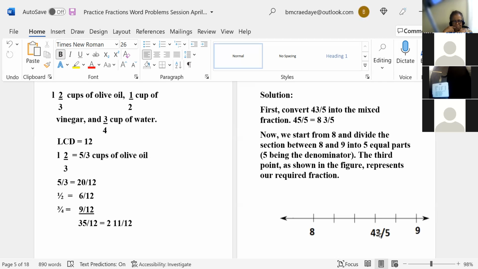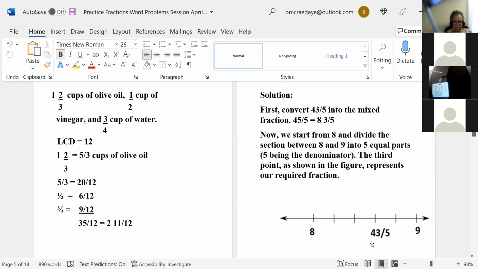You stop where you see the 43. Yeah, but the thing is, since this came out as fifths, you divide the distance between 8 and 9 into fifths. Like if this had come out in fourths, you divide it into fourths. But it came out fifths, so you divide the 1 into fifths, and a 1 is 5 over 5, right? So 1/5, 2/5, 3/5, 4/5, whole 5/5.